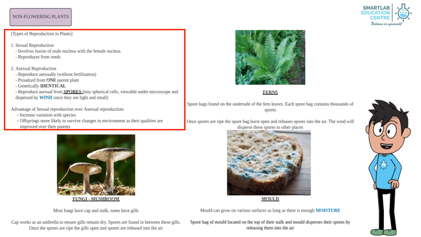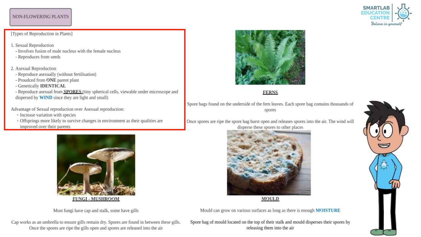Second, we have asexual reproduction for non-flowering plants and fungi. For this method of reproduction, fertilization doesn't occur. Only one parent plant is involved. The offspring are genetically identical to the parent.